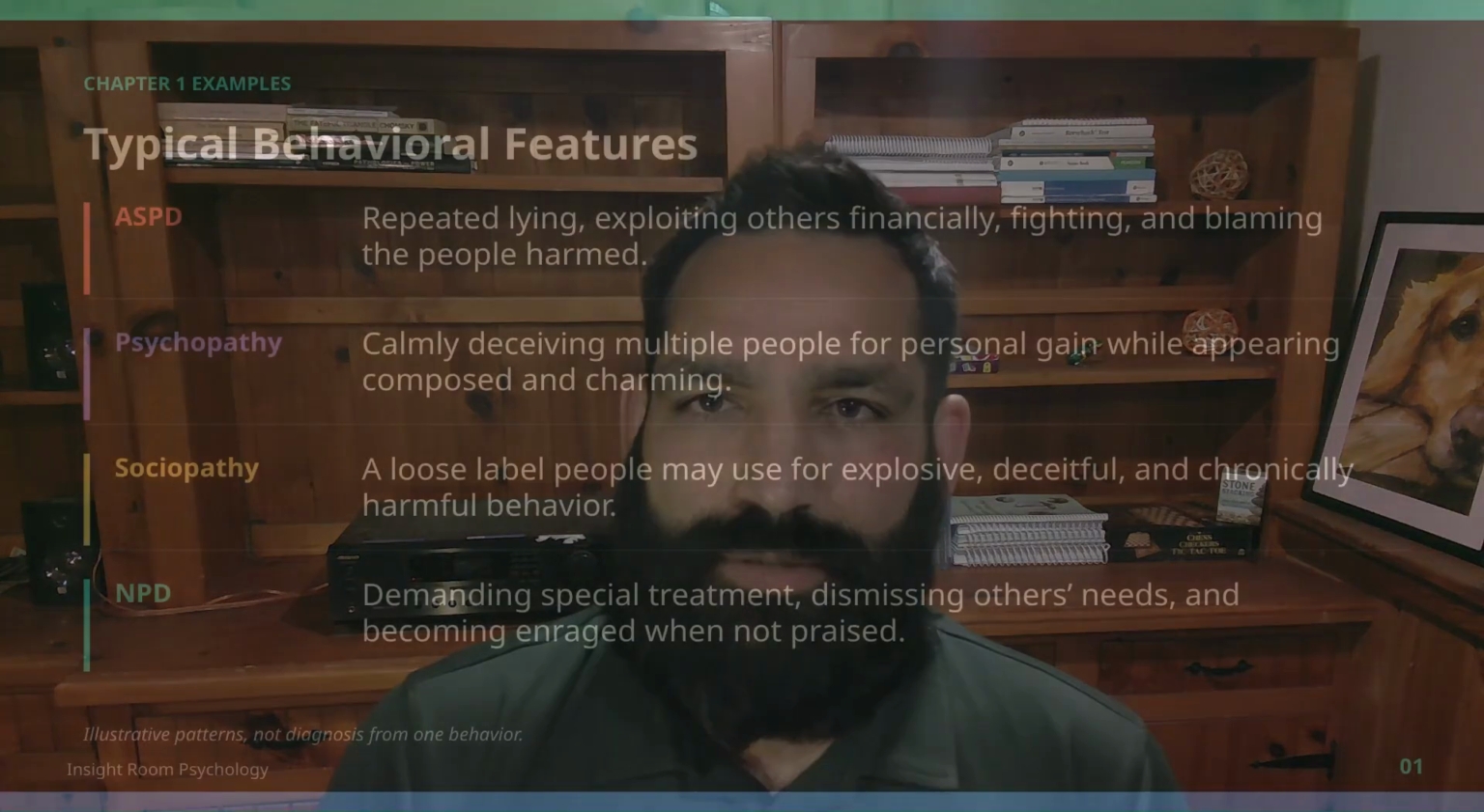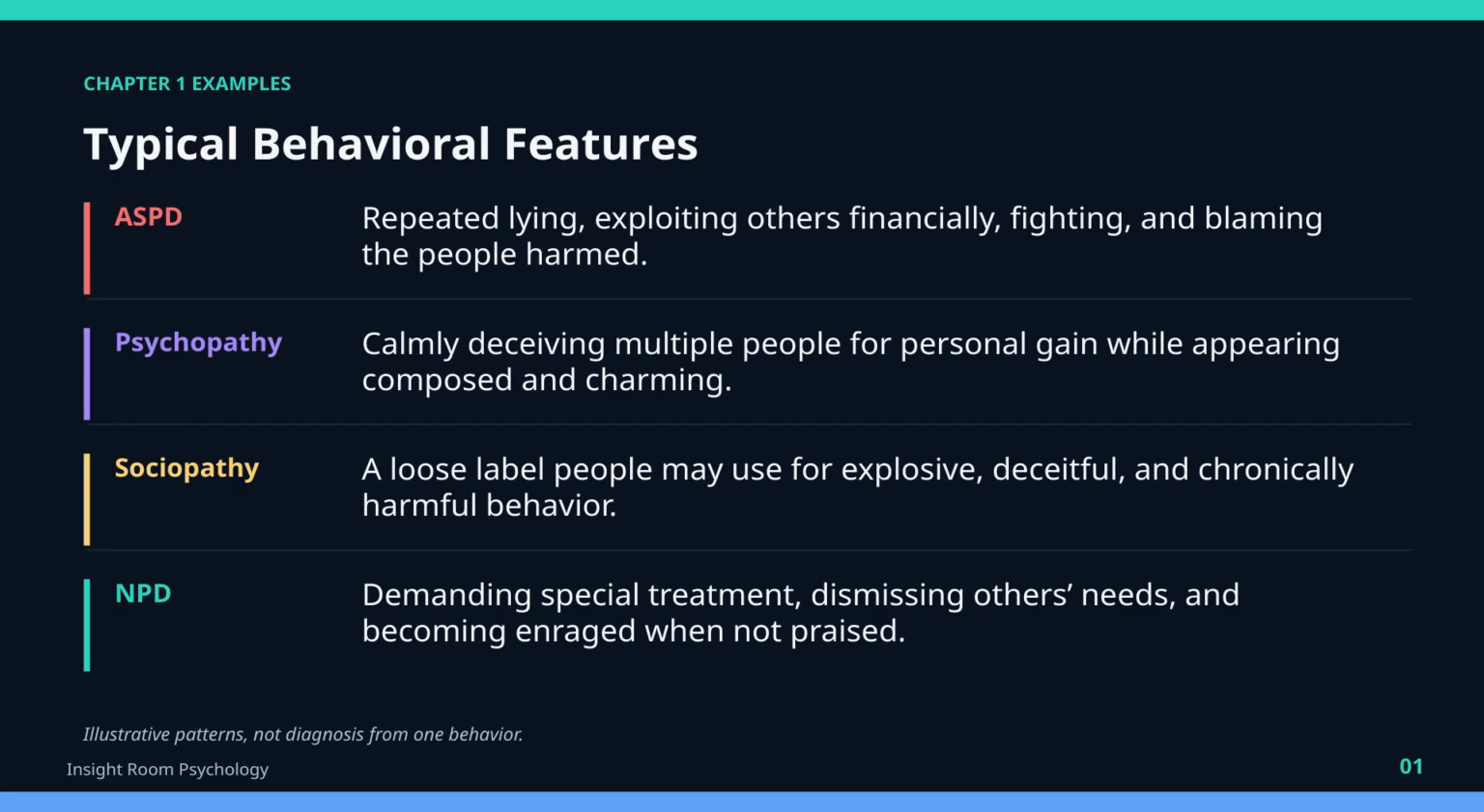With sociopathy, we have to be more careful because this is not a formal diagnosis. People often use the term to describe chronic lying, manipulation, emotional volatility, irresponsibility, aggression, or harmful behavior. For example, someone might describe an ex as a sociopath because the person was explosive, deceitful, or emotionally harmful. But clinically, that label does not tell us enough.